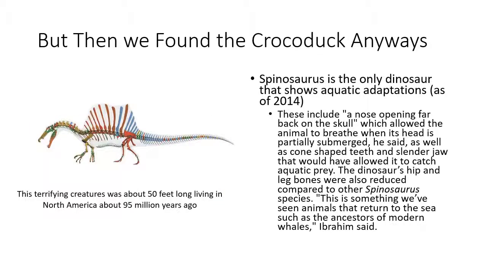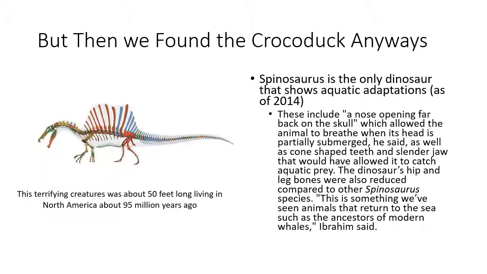And then, funny enough, we actually did find the crocoduck anyways. Here is a predatory aquatic reptile. So here's Spinosaurus. This is the only dinosaur that shows aquatic adaptations, a nose opening far back in the skull. That was as of 2014, so maybe that's been updated since then. But certainly it would have been a terrifying thing to actually find.